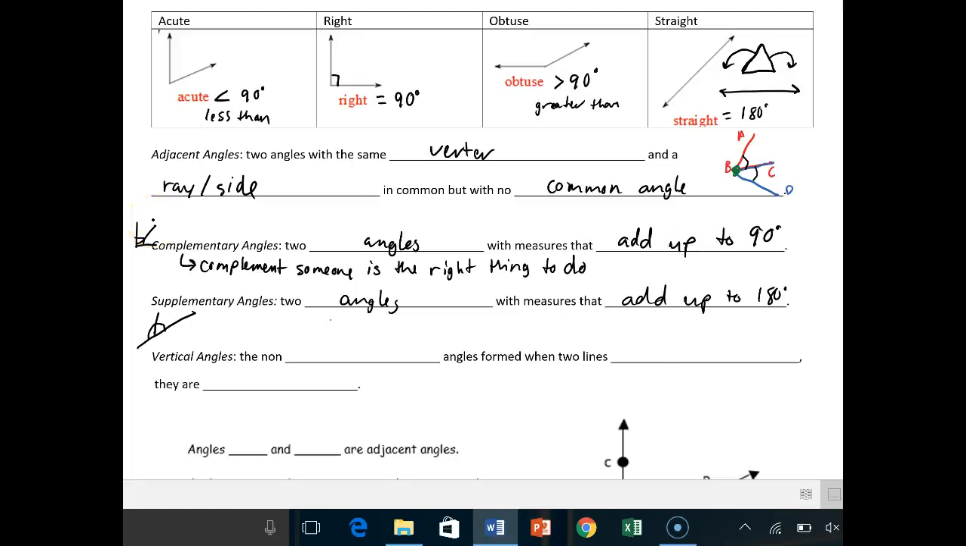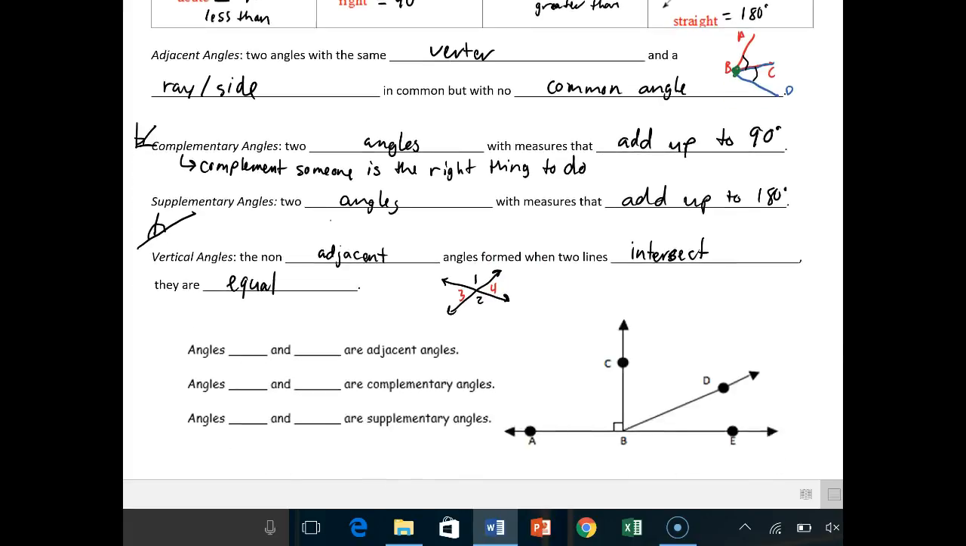Okay? And lastly, we have vertical angles. Those are non-adjacent angles, so angles that are not right next to each other, formed when two lines intersect or cross. And they are equal. All right, so some vertical angles are like this. If I have a line or a ray that goes like this, and if I have a line that goes like this, vertical angles would be like 1 and 2 would be vertical, and they'd be equal to each other, and then like 3 and 4 would be equal to each other.